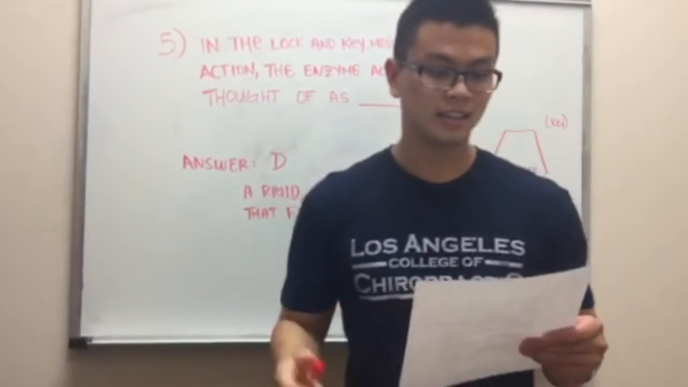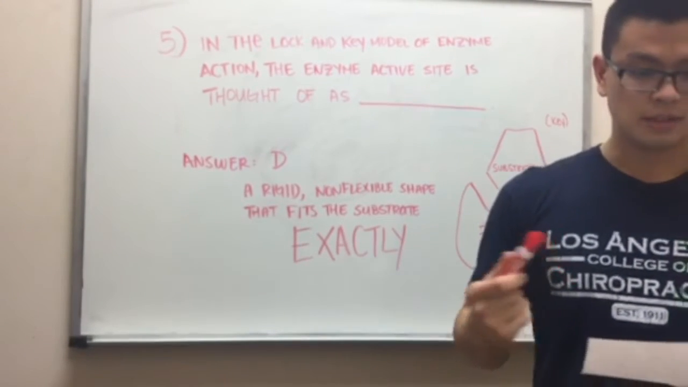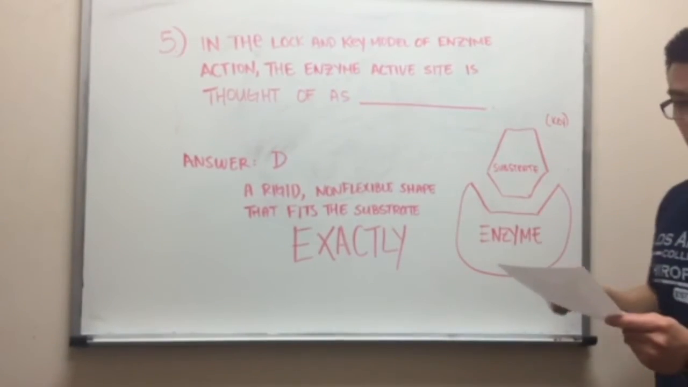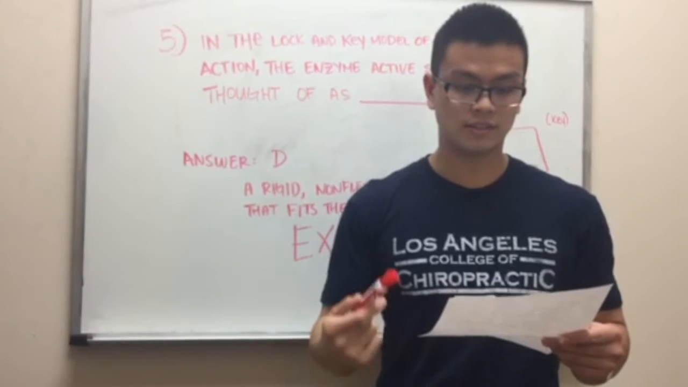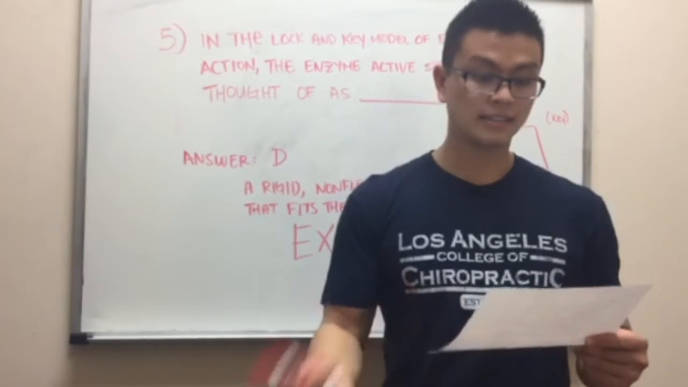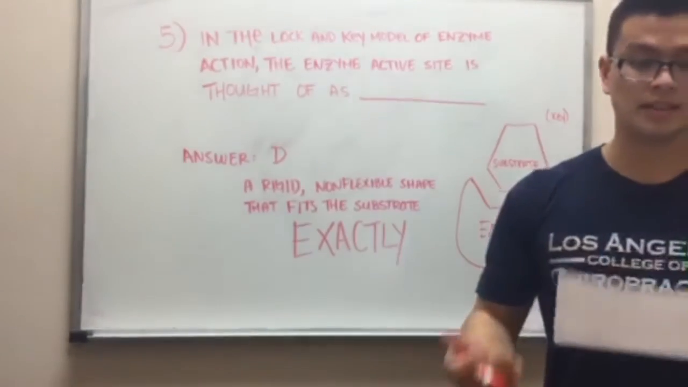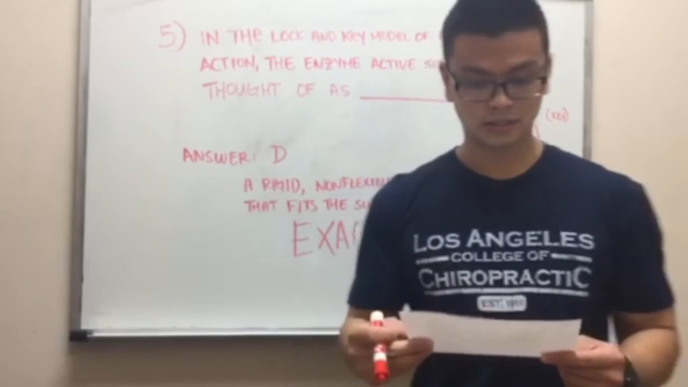So A, a key-like shape that fits into a pocket of the substrate surface, is incorrect, because the substrate is the key that fits into the enzyme active site. B, an area of the enzyme that can adjust to fit the substrate shape. That's incorrect because the enzyme does not adjust and has to have an exact shape in the lock and key model. So B is describing the induced fit model.